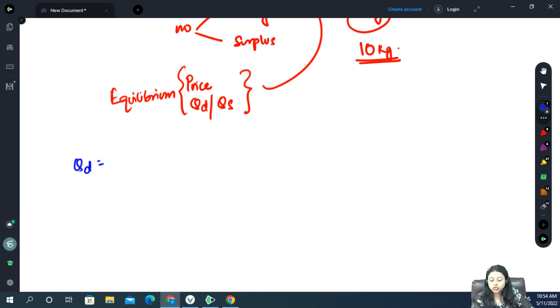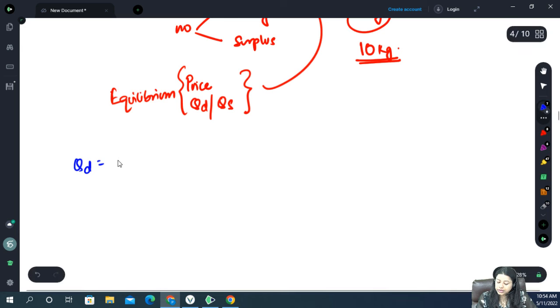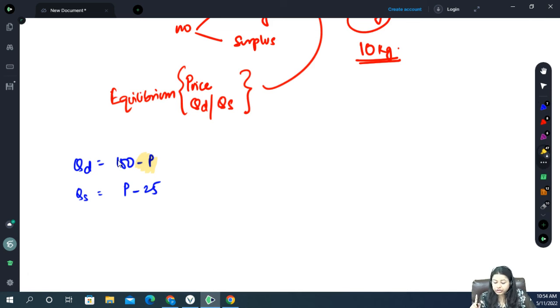Okay. So quantity demanded is equal to 100 minus P. This is an example which I am taking. And quantity supplied is equal to, let's say, P minus 25. So here my slope is negative for the demand curve, as we studied yesterday, A minus BP. And here we had A plus BP. So here the slope is positive.